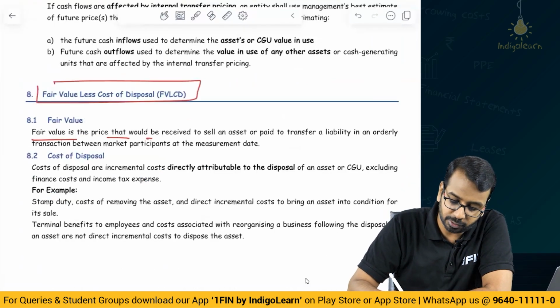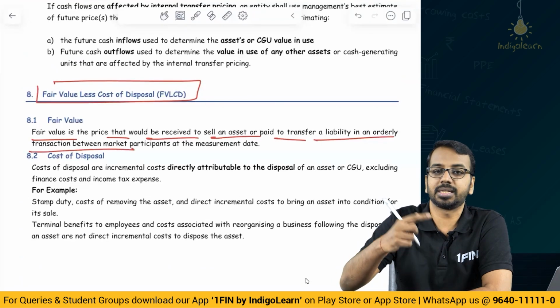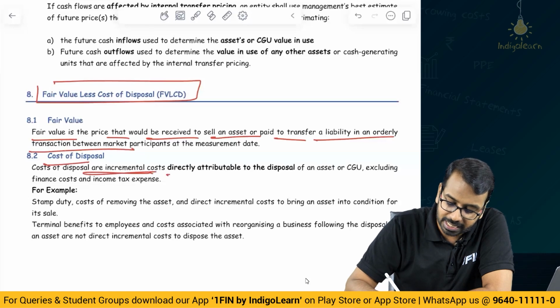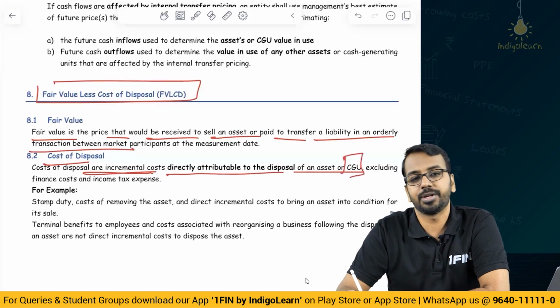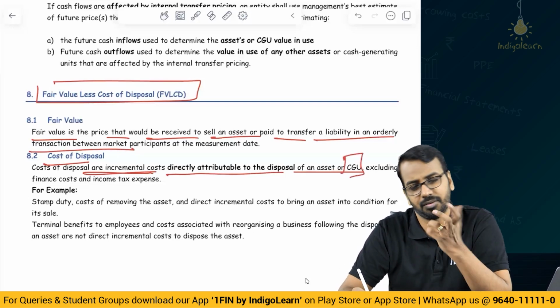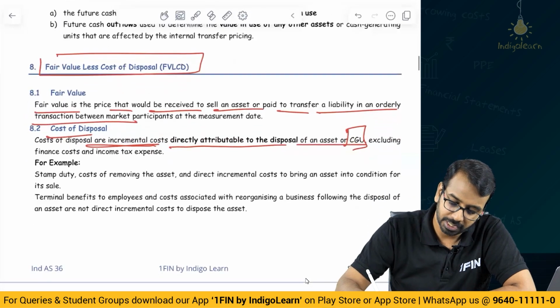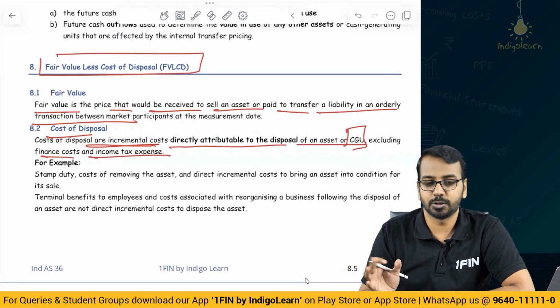Then fair value less cost of disposal. Fair value is the price that will be received to sell an asset or paid to transfer a liability in an ordinary transaction. So that is basically the exit price, and cost of disposal is the incremental cost directly attributable to the disposal of an asset or a CGU. Now in examination, in most cases, you will get a question based on a CGU and not on a single asset. If you get one on a single asset, it is much simpler. You will not consider finance cost and income tax expense in the cost of disposal.